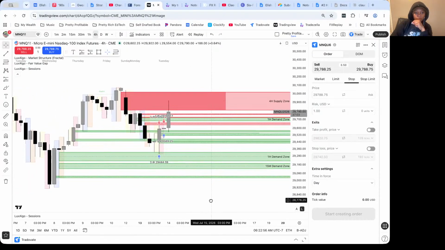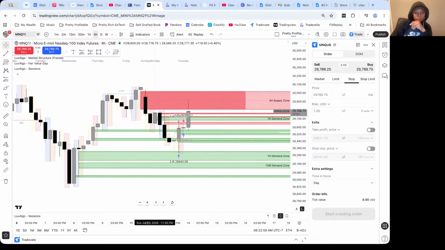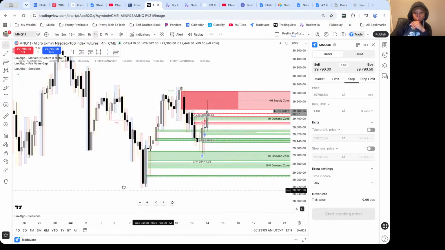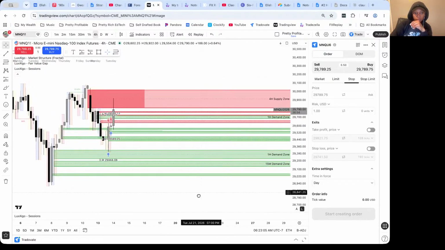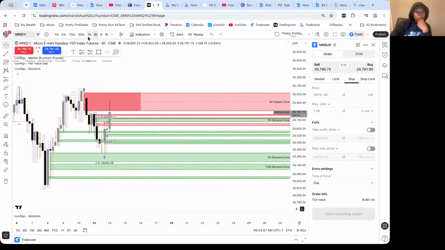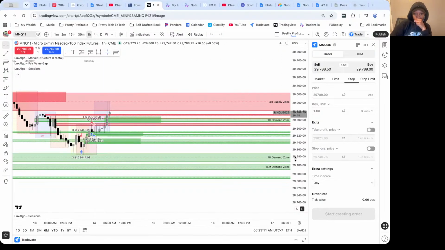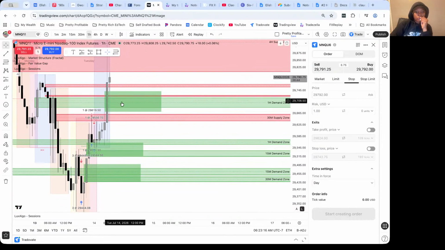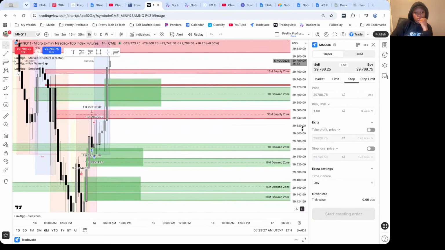Everything's still typically marked up from yesterday, so I don't have to do too much additional marking, at least on the 4 hour. Okay, let's go to the 1 hour. So we got some overlap, even though there are some new fair value gaps that have formed. The higher time frame ones are stronger, so I don't need to redraw those.